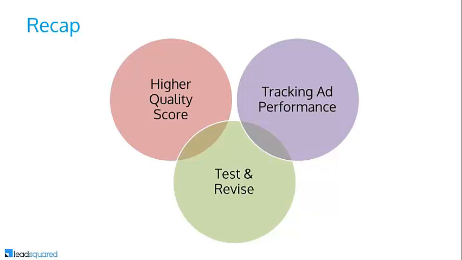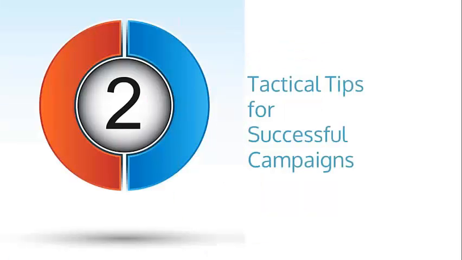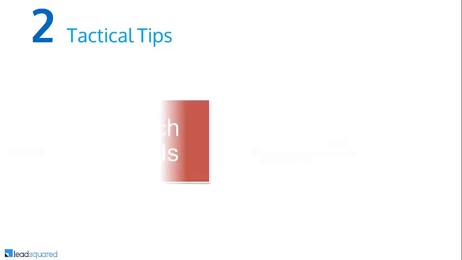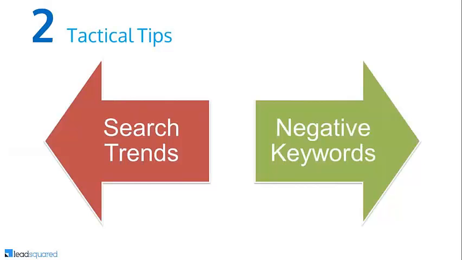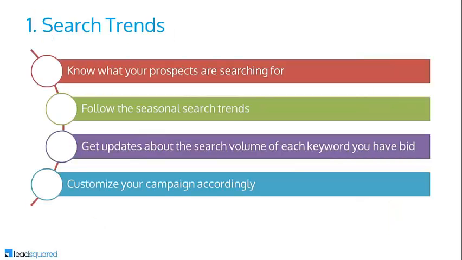Okay, with this we move on to the next section, which is 2 tactical tips for successful campaigns. The 2 tips are, you need to follow the search trends, and you need to insert negative keywords in your ad campaigns. So first we talk about search trends. Search trends help you know what your prospects or leads are actually searching for. It helps you follow the seasonal search trend. You can get updates about the search volume of each keyword you have bid on and customize your campaigns accordingly.